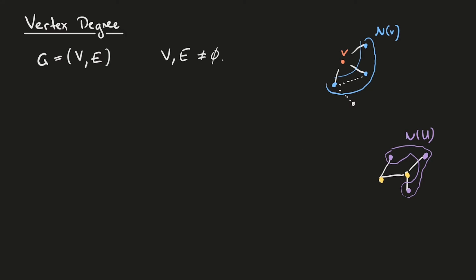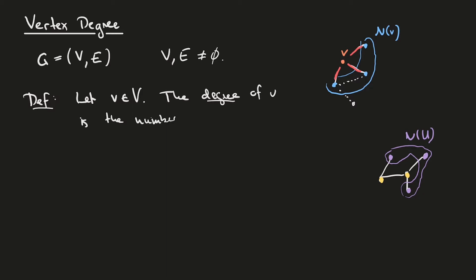An important parameter for a vertex in a graph is the number of edges that are incident to it. We formalize this by defining the degree of a vertex. For this, we let V be an element of the vertex set. We then define the degree of V to be the number of edges incident to V.